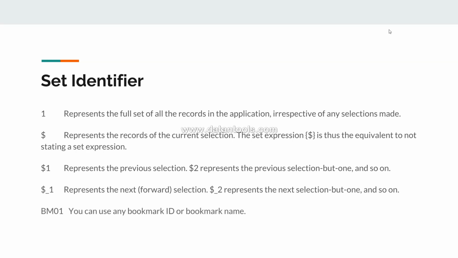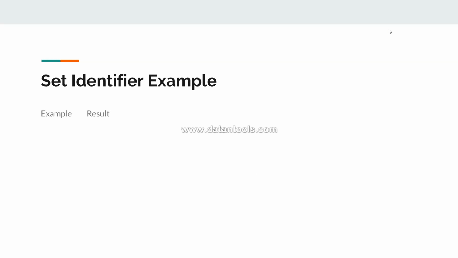And finally you have BM01, which is your bookmark, the bookmark that you can specify within Qlik Sense. You can use the bookmark ID as an identifier, so that it will show you the values based on the selections you have stored within the bookmark. All right, so now let's see the examples. I know initially it will be a bit confusing, but let's see examples.